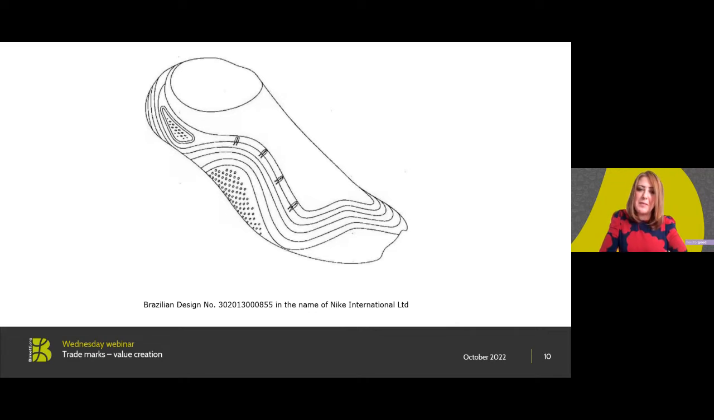But it doesn't necessarily mean that the design will be valid to rely on at a later point. We can assist also in advising as to that aspect. So if we could go back to the slide, please.